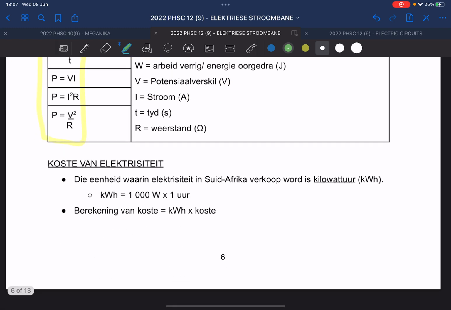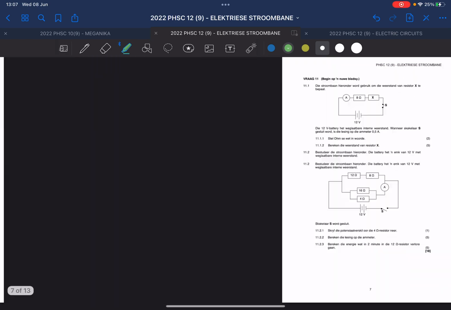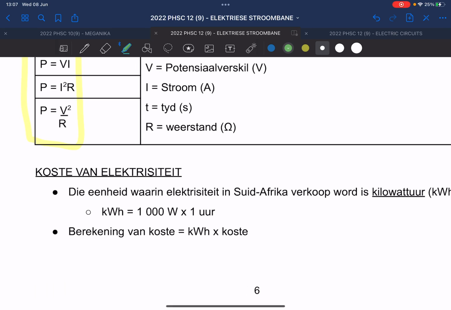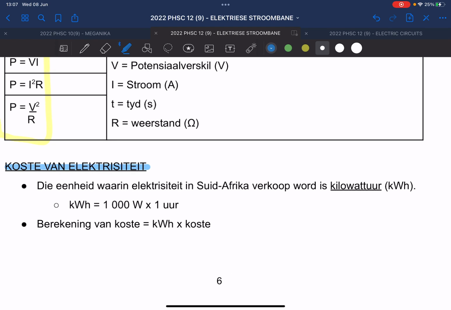Right, and then the last bit of grade 11 work, we're going to practice these formulas in a moment on the next page, is the cost of electricity. Die koste van elektrisiteit. Okay, now we buy units, units in South Africa, and this unit is in kilowatt hour. Kilowatt hour, dis jou unit wat jy koop. Okay, so how do you calculate this? It's 1,000 watts is 1 kilowatt times an hour.